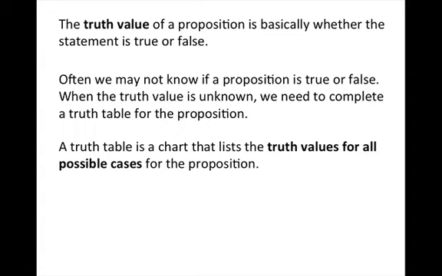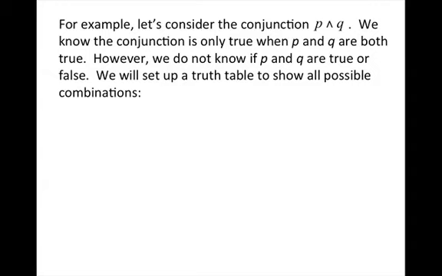The truth table is a table or a chart that lists all the truth values for all possible cases for that proposition. It's all of our possible options for truth values. For example, let's consider the conjunction P and Q. I don't know what P is and I don't know what Q is, so I don't know if they are true or false. What I do know from the previous lesson is the conjunction, the and, is only true when P and Q are both true.